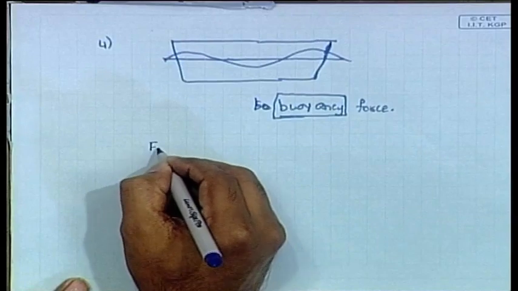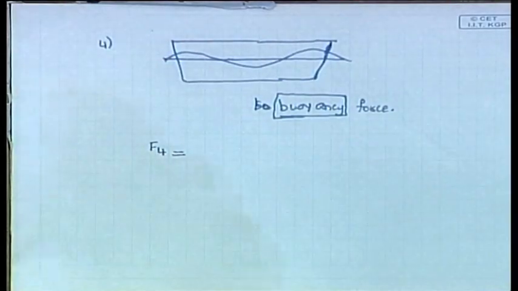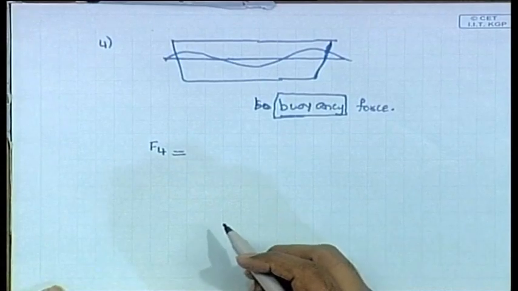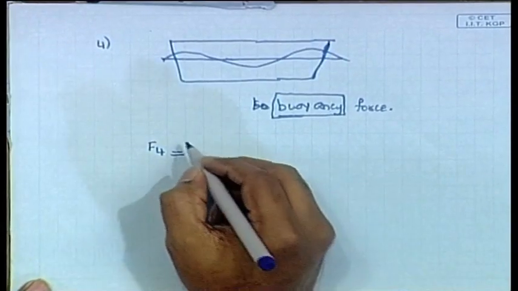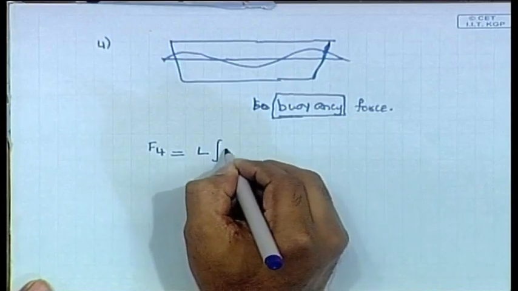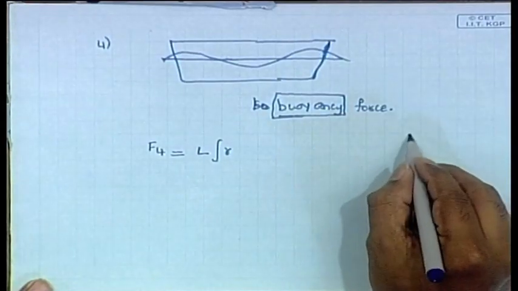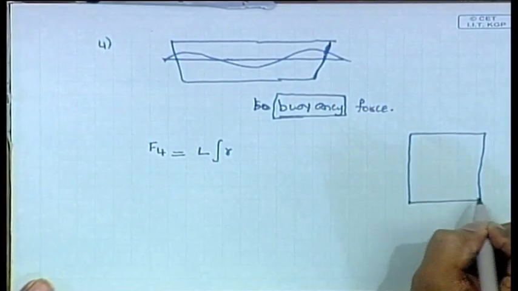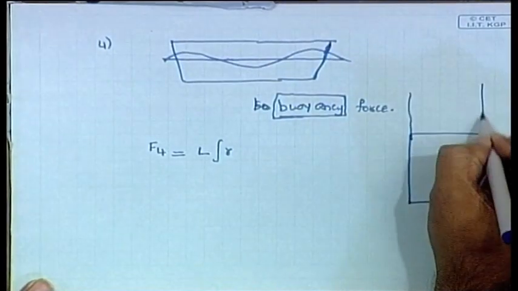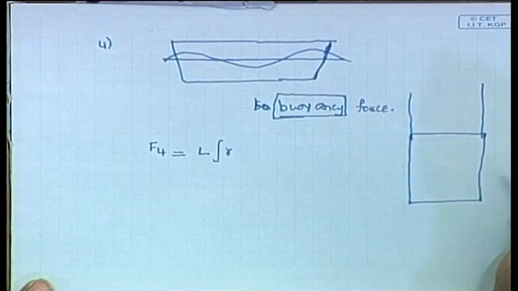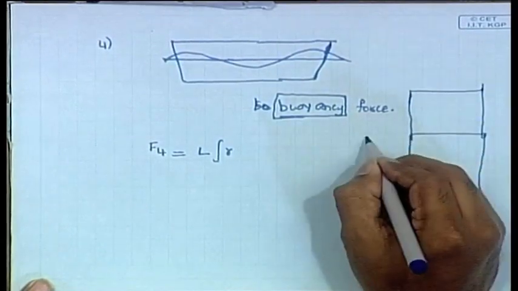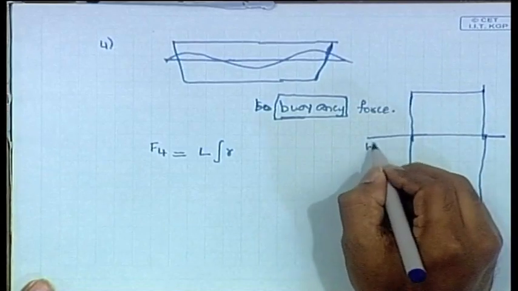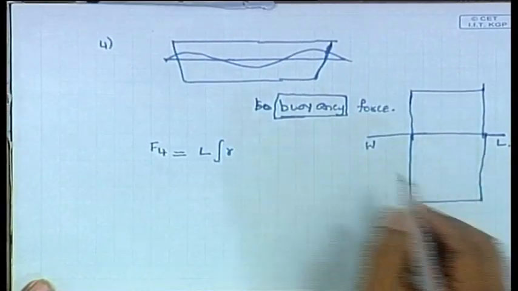Now the force on the fourth phase, if you remember, if I had it like this, this side was 4. Now, the force on phase 4 is given by L into... This is the whole block, and let us say that the water plane is here. This is how you write it, WL, the water line is here.